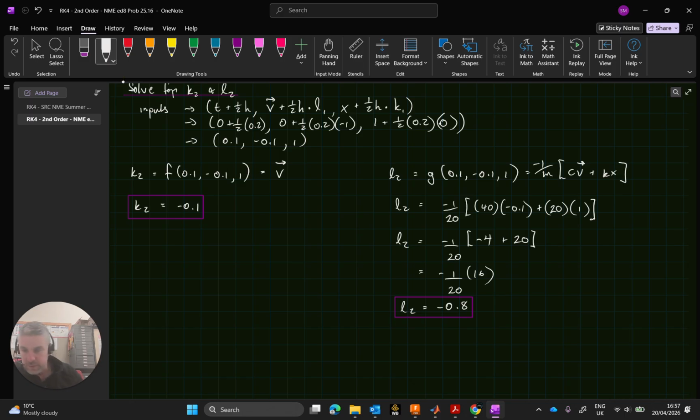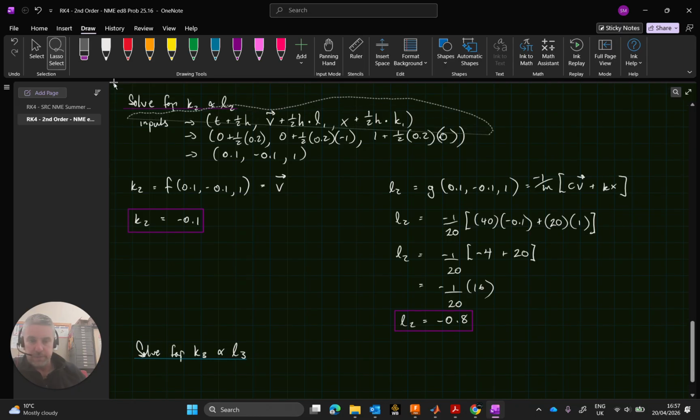Now, let's move on. Let's solve for K3 and L3. And let's go with a different color now. Blue. Our inputs are going to be identical to the inputs for K2 and L2. The only difference is instead of using L1 on V and K1 on X, we'll be using L2 on V and K2 on X when we're solving for K3 and L3. So what we're always doing is using our most recent slope.